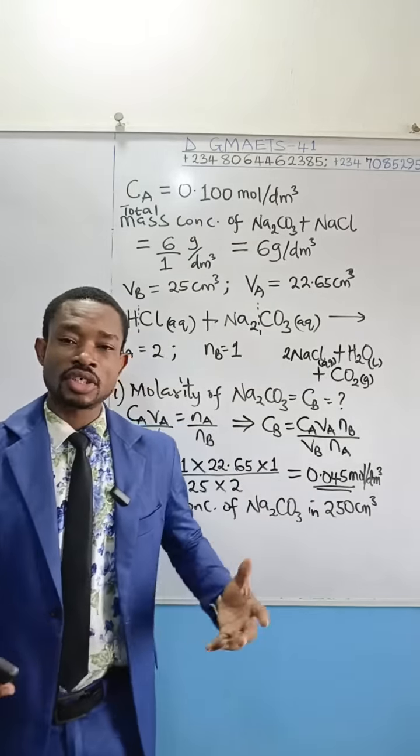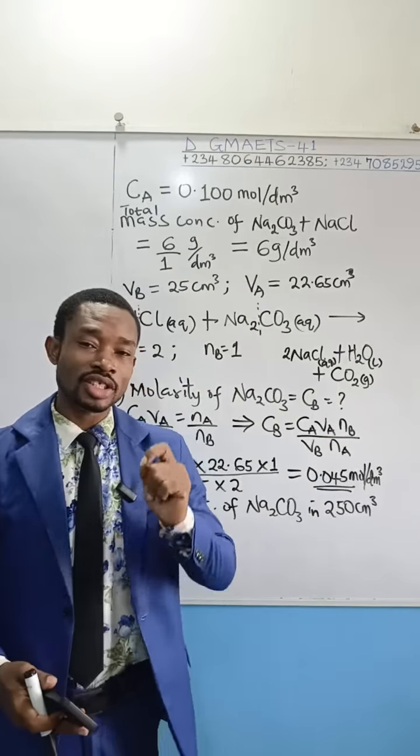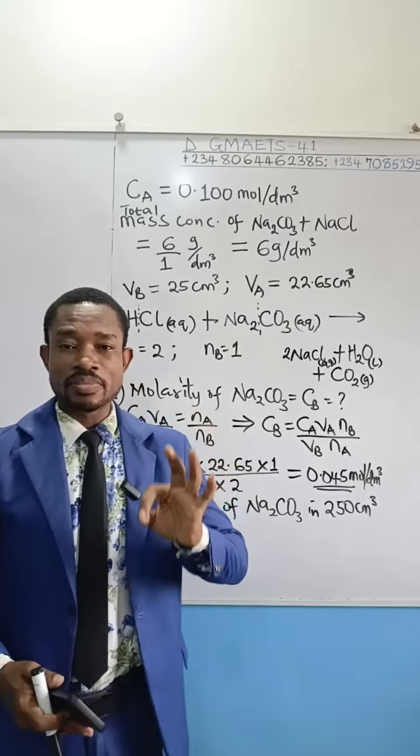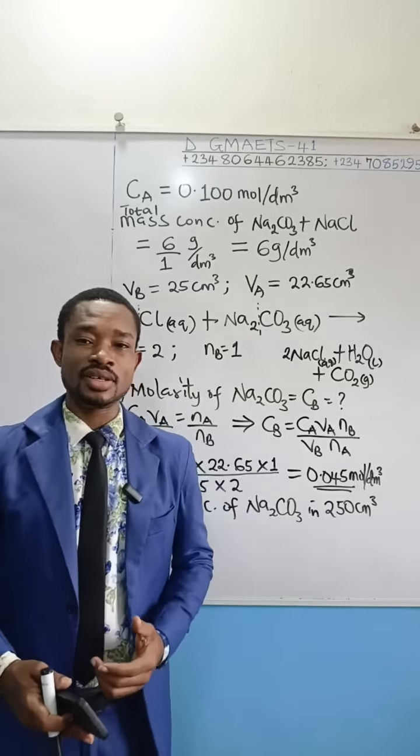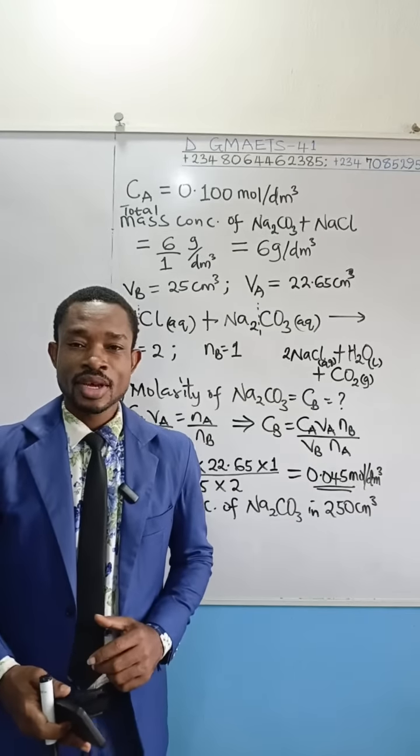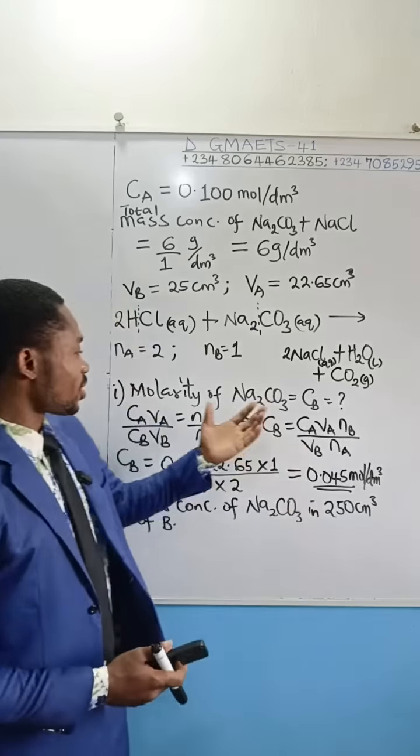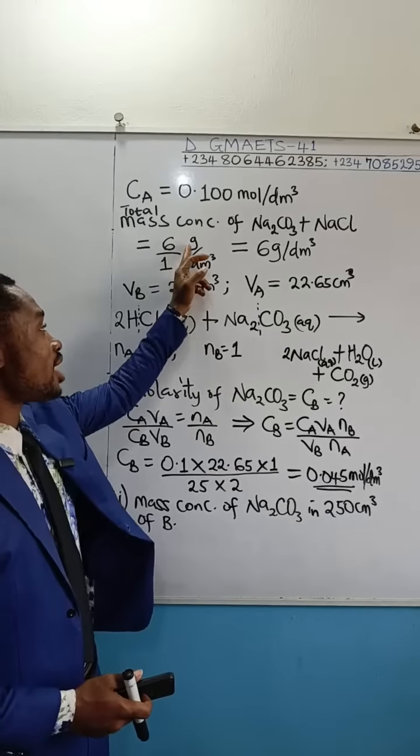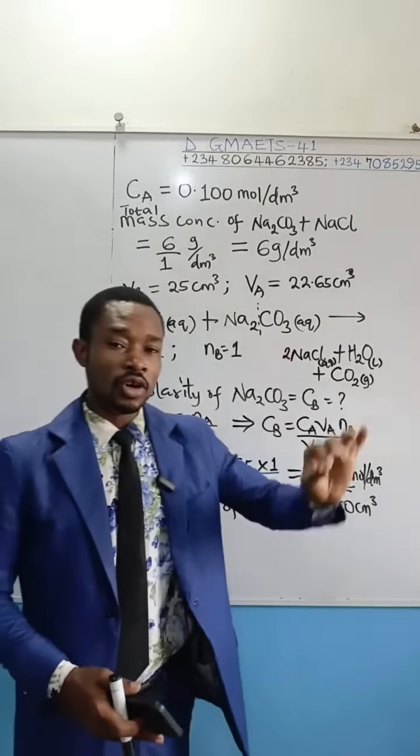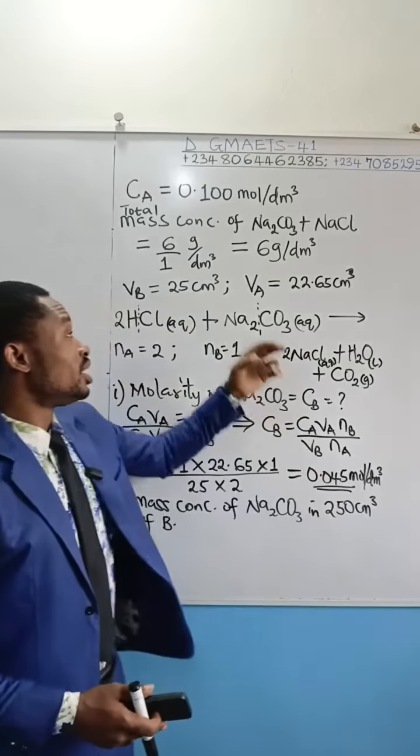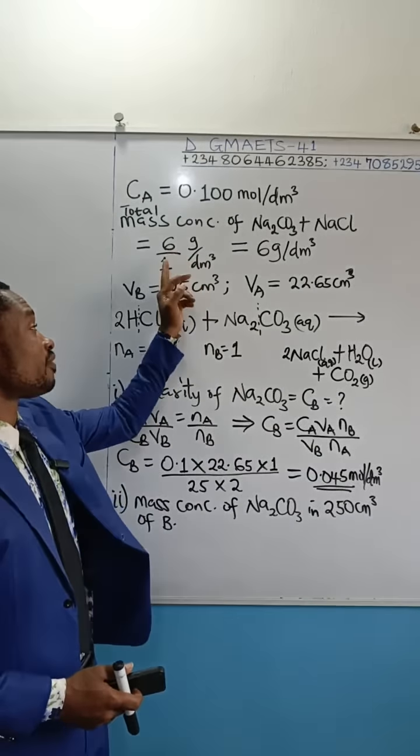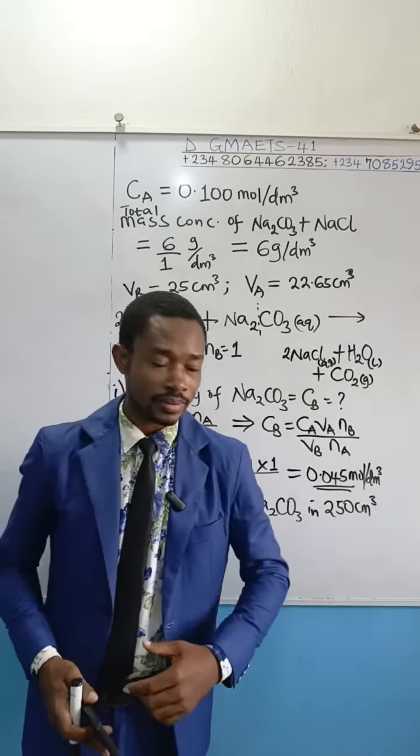Now, in titration work, mass concentration is majorly obtained from the relationship that relates mass concentration to molarity and molar mass. But you can also get it from what we did here, that is mass over volume. If the volume is in cm cube, you multiply by 1000. But in this case, we didn't multiply by 1000 because the volume is already in dm cube.